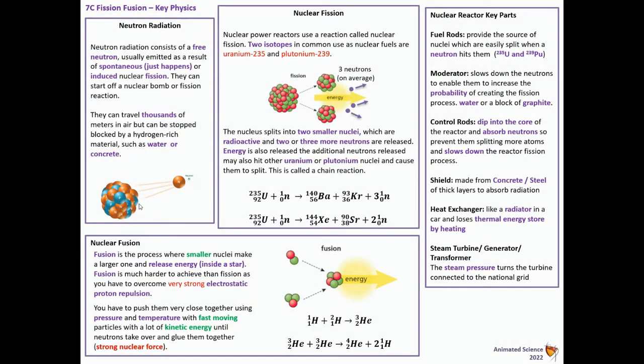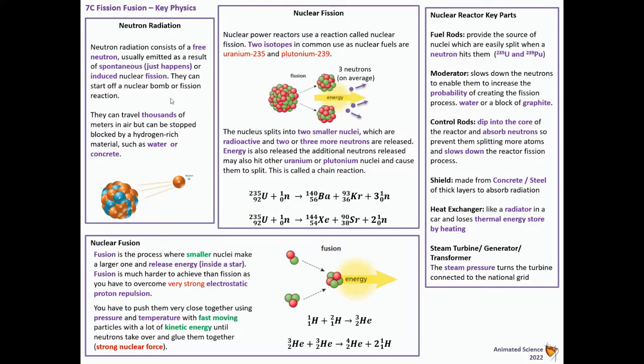Okay, so this is section 7c of the iGCSE introduction topics. It's fission and fusion. So first of all, let's just talk about neutron radiation. Neutron radiation consists of a free neutron, usually emitted as a result of spontaneous, i.e. it just happens, or induced nuclear fission. They can start off a nuclear bomb or a fission reaction.